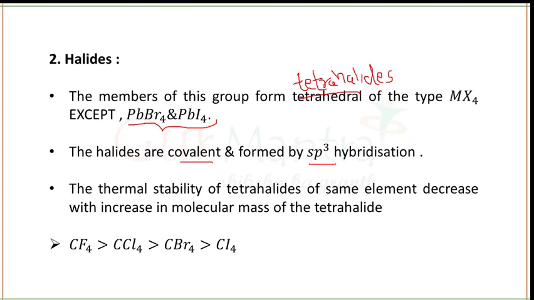The thermal stability of tetrahalides of the same element decreases with increase in molecular mass. As the molecular mass increases in case of tetrahalides of the same element, the thermal stability decreases. As you can see here, the element is the same, that is carbon, in this series, while the halogen atom is different, and as the molecular mass increases, the thermal stability decreases.